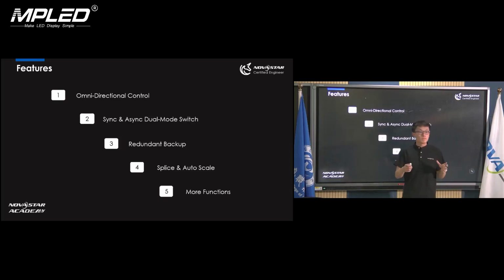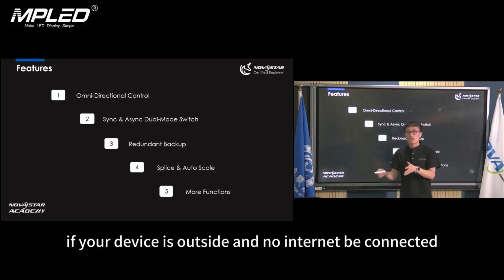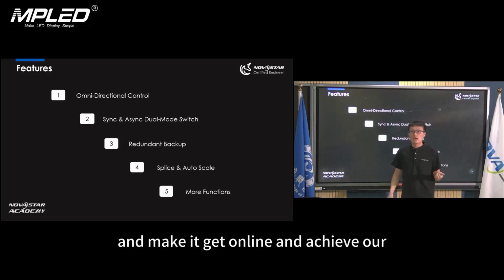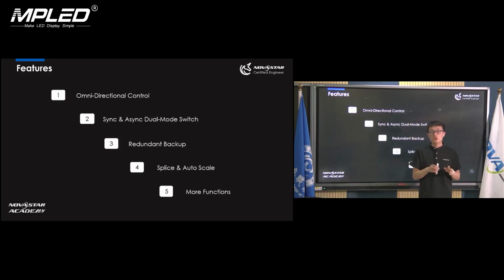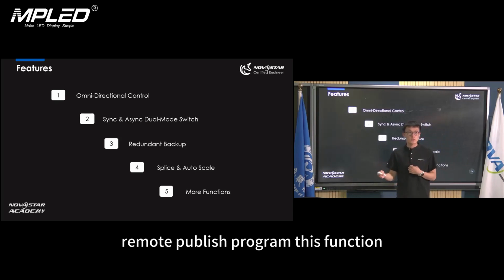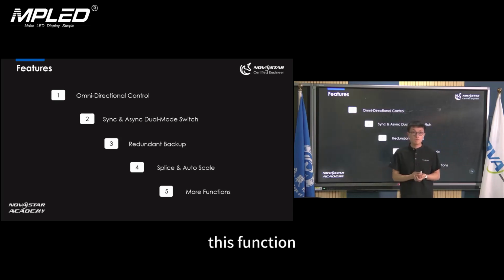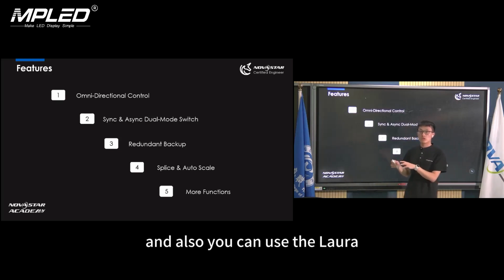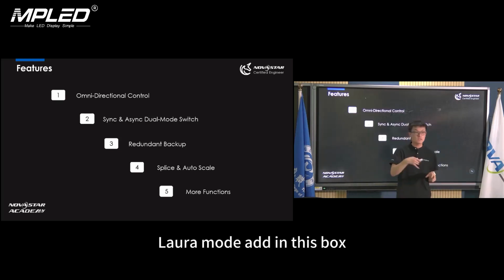If your device is on site and there is no internet connection, you can use the 4G module and make it get online and use our Vnnox Media to remotely publish programs. And also you can use the LoRa mode added in this box.